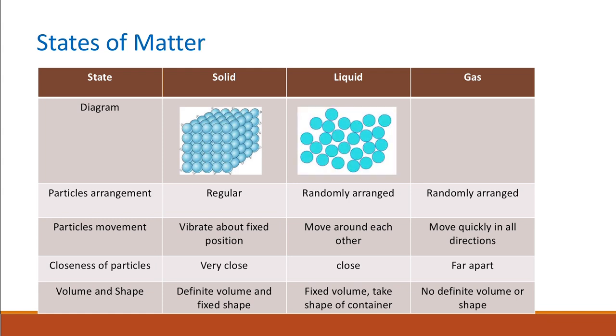Liquids, on the other hand, are randomly arranged. They move around each other. They still have close proximity to each other, but not as close as in the solid. They have fixed volume, but they take the shape of the container. Gases are randomly arranged. They move quickly in all directions. They are so far apart, and they don't have definite volume or shape.